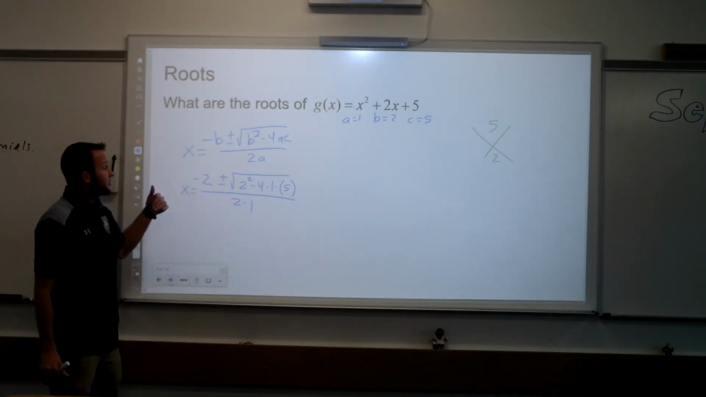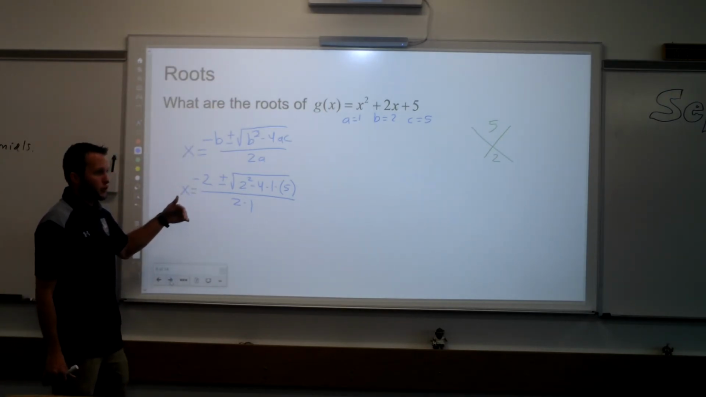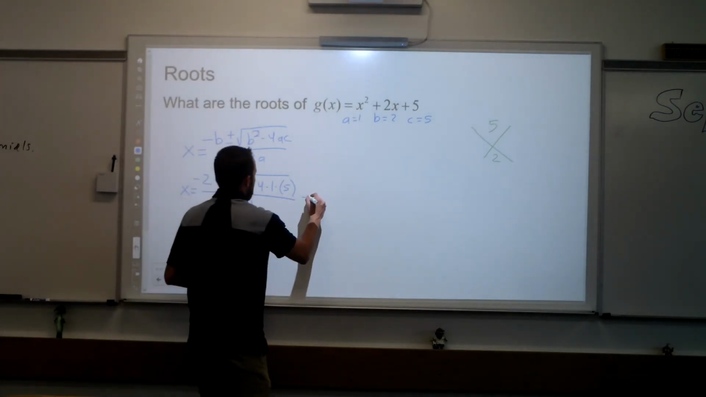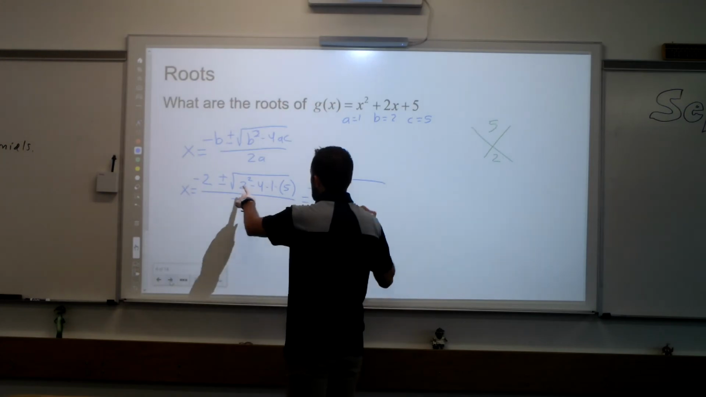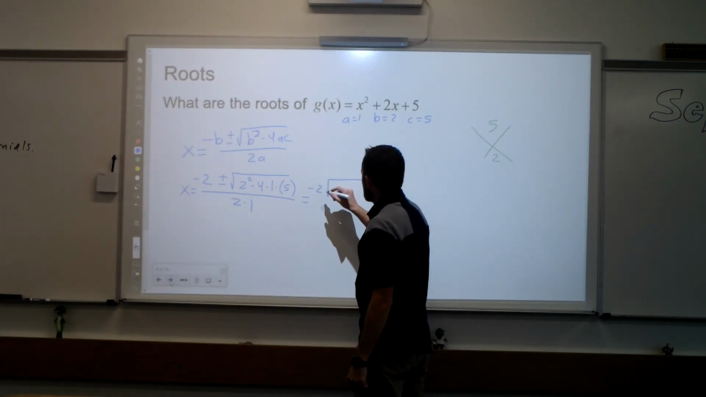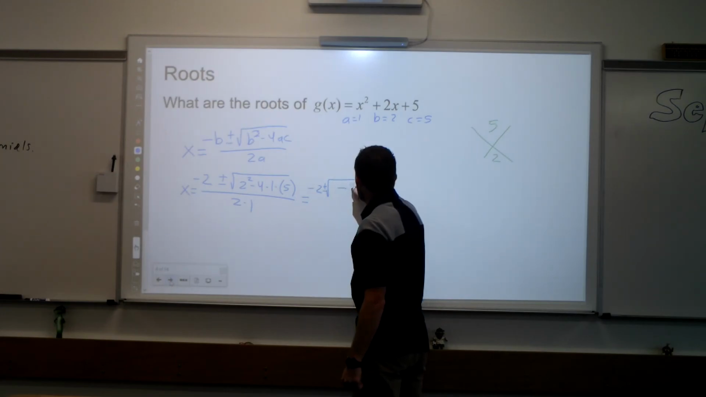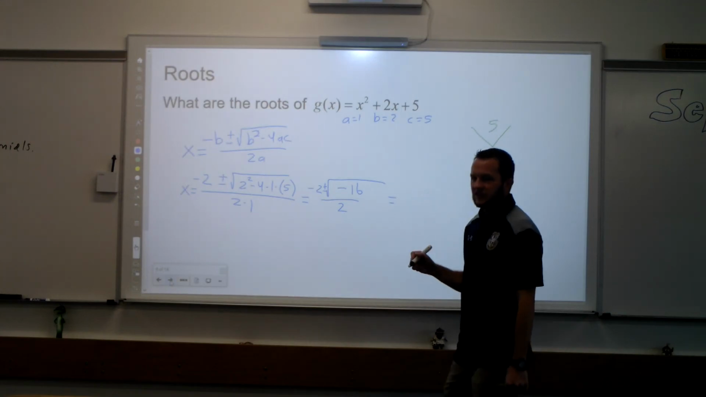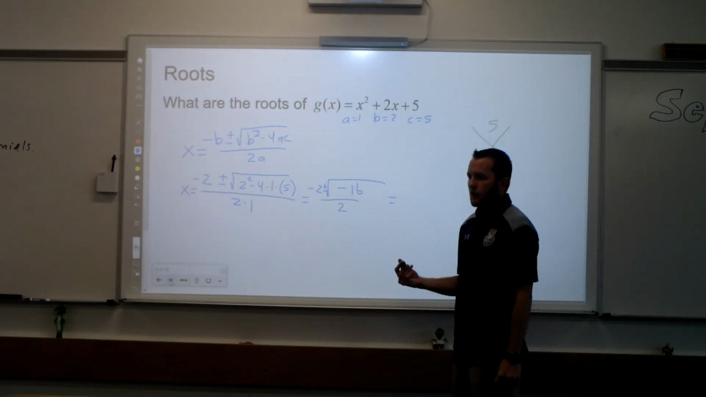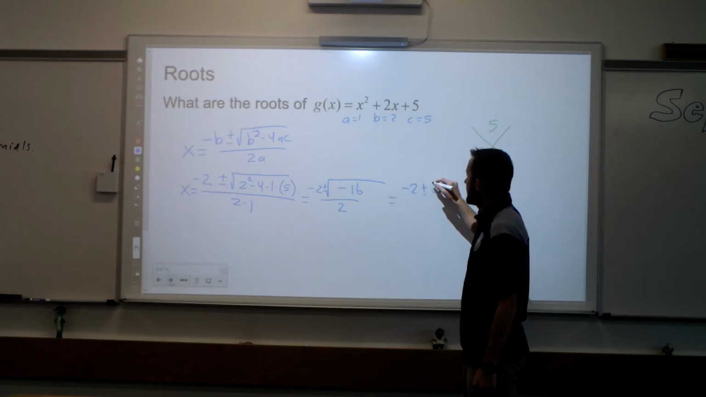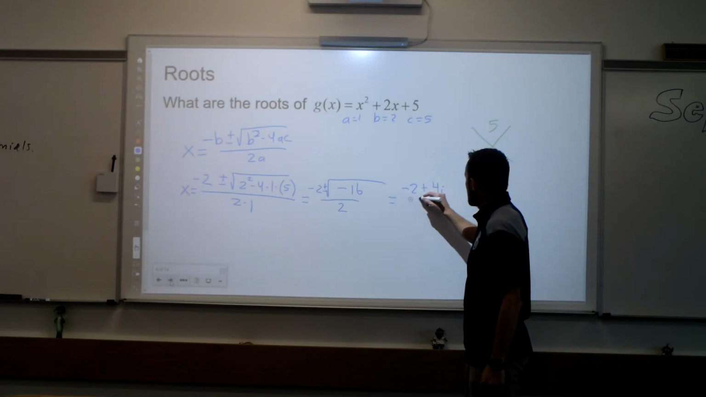Plugged it in, and I'm going to simplify. This will give me my 2 roots. It's a quadratic. We know it's 2 roots. So let's simplify here. In the square root, we're going to get 4 minus 20. That's negative 16. So I get negative 2 plus or minus the square root of negative 16 over 2. Well, I know the square root of 16 is 4, and the square root of negative 1 is i. So this is going to turn into negative 2 plus or minus 4i over 2.